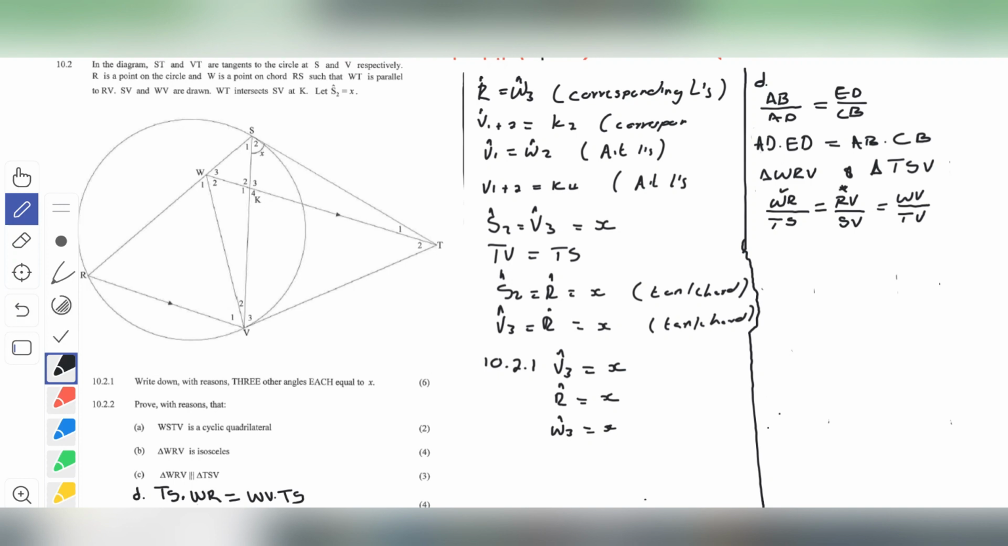Then we go to the last one. WV and TV. Do you have WV and TV? We have only WV, we don't have TV. So okay, but at least I have something. I'm taking it. So therefore now we're going to take WR all over TS, whereby it is equal to WV all over TV.